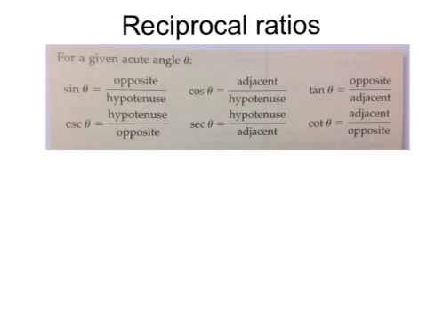Along with the sine, cosine, and tangent, we're going to learn about the reciprocal ratios. The cosecant is the reciprocal of the sine. The secant is the reciprocal of the cosine. And the cotangent is the reciprocal of the tangent. Remember, reciprocals are not the same thing as the inverse.